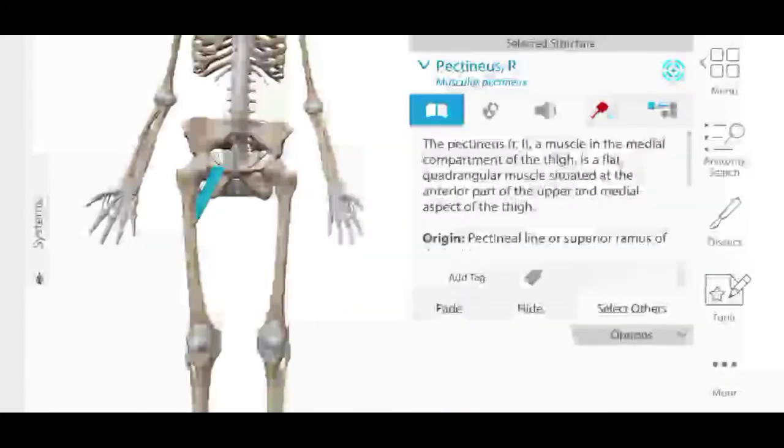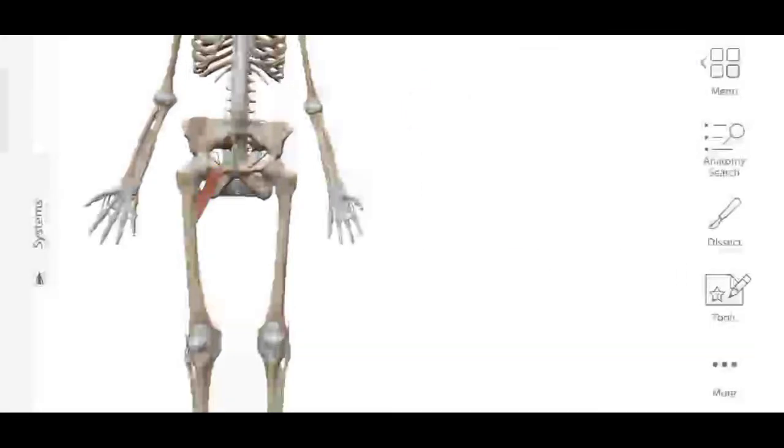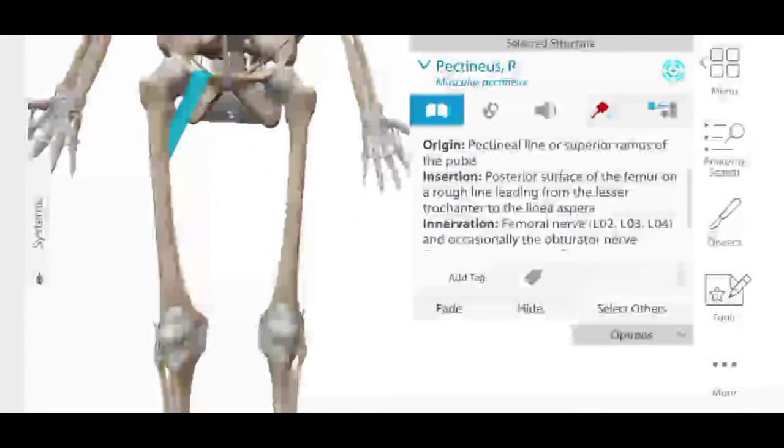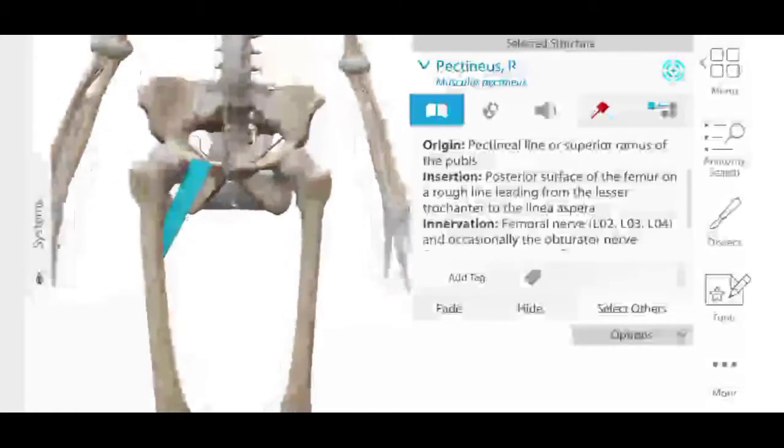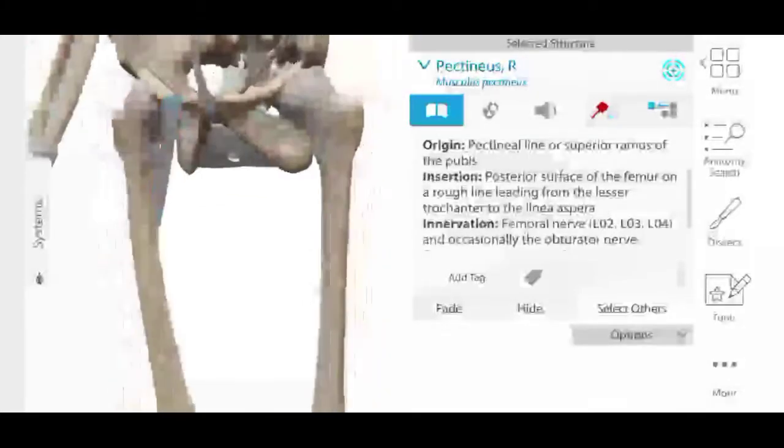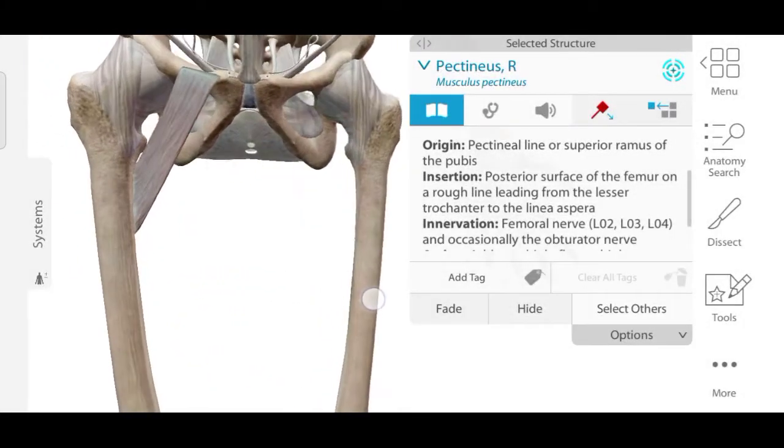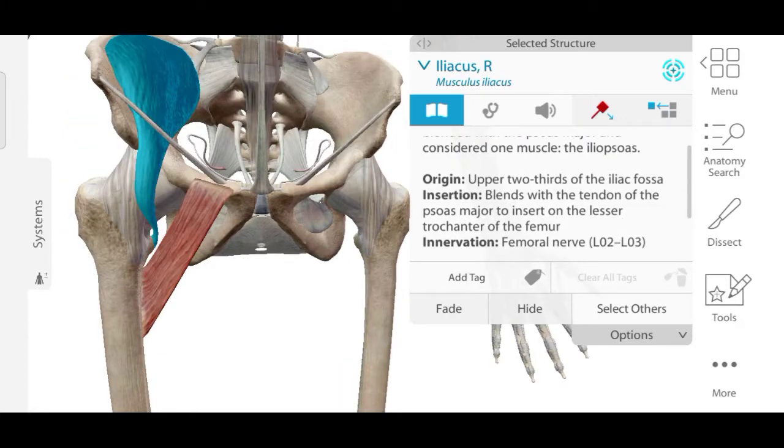Next muscle over here in the medial part is the Pectineus. Pectineus originates in the pectineal line and inserts into the posterior surface of the femur, on a rough line leading to the lesser trochanter or to the linea aspera. So you can see the lesser trochanter in the model as well.